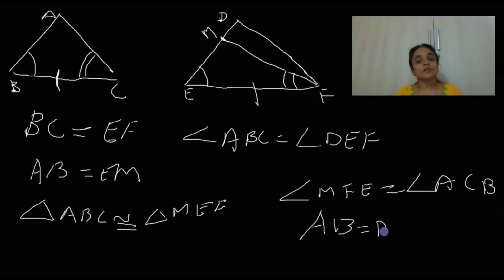So, what did we prove here? AB cannot be greater than DE or less than DE, but it can be only equal to DE. That is, if in a triangle, two angles and one included side are equal to two angles and one included side of the other triangle, then the two triangles are congruent. That is, other two sides also will be equal and other angles will also be equal.